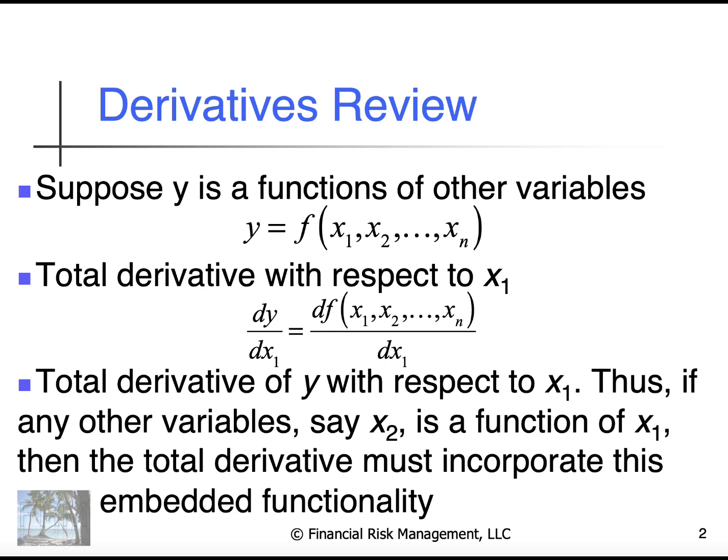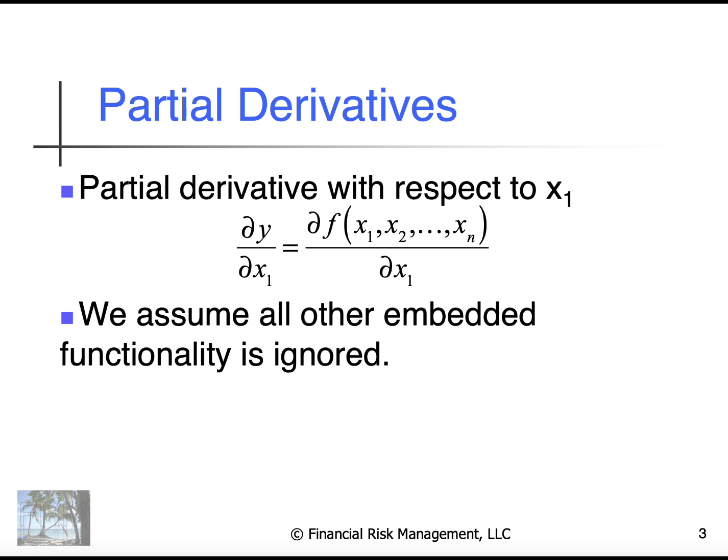In the introduction to Chapter 7, we briefly remind you of the difference between a total derivative and a partial derivative. If we have some function y, which is a function of x1 to xn, the total derivative with respect to x1 is the partial of y with respect to x1. The key with the total derivative is that if x2 is a function of x1, then the total derivative must incorporate this embedded functionality. Alternatively, the partial derivative with respect to x1 will ignore any other embedded functionality.